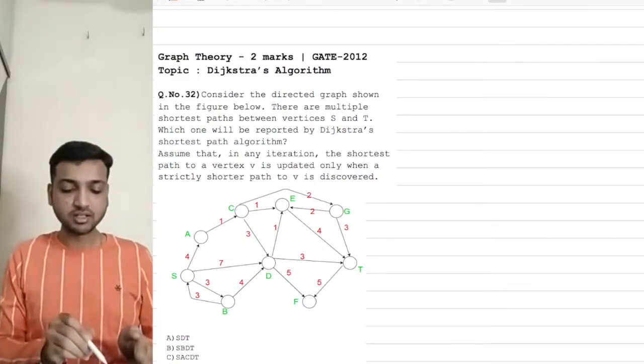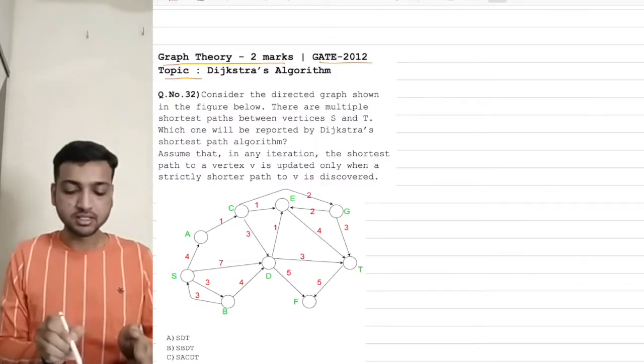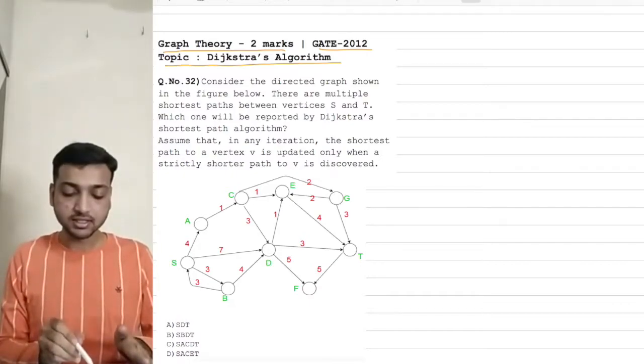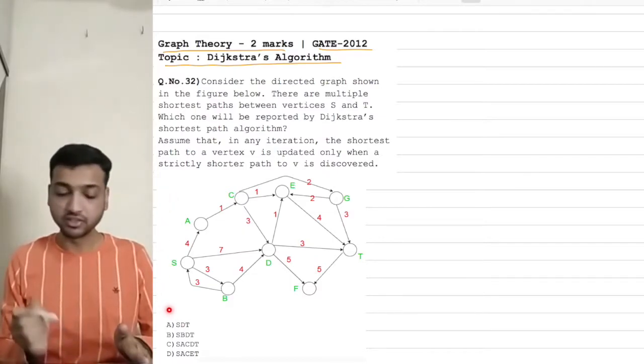So in this video, we are going to see a graph theory 2 marks question from the paper GATE-2012, and the topic is Dijkstra's algorithm. So let's read what the question is. Now the question says, consider the directed graph shown in the figure below. So we have a directed graph in the figure below.